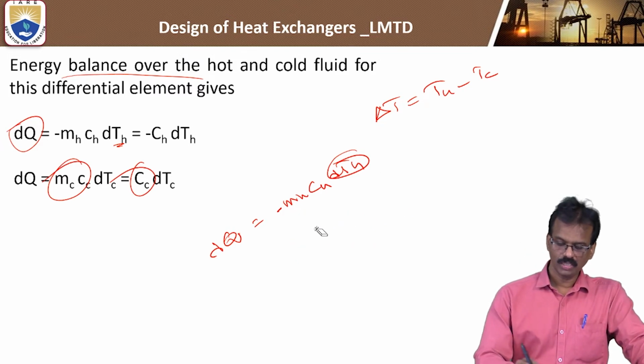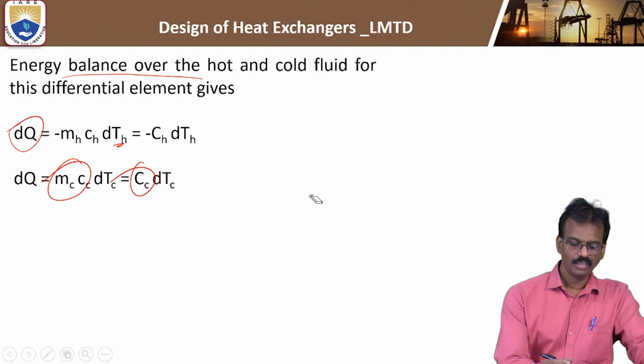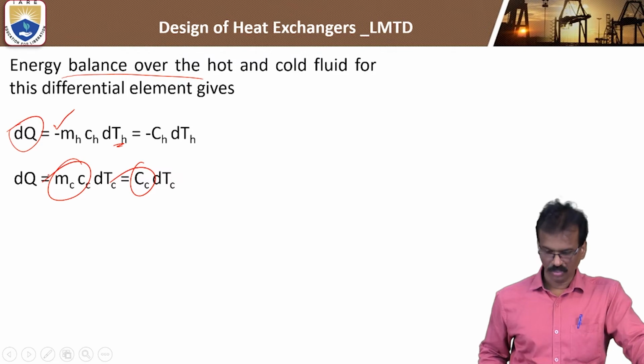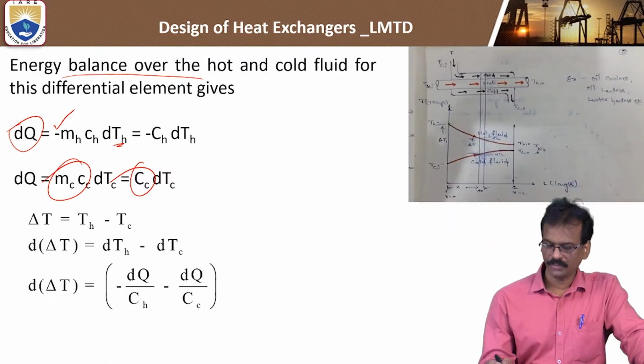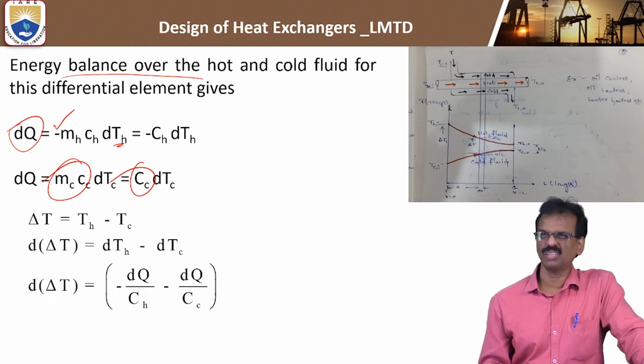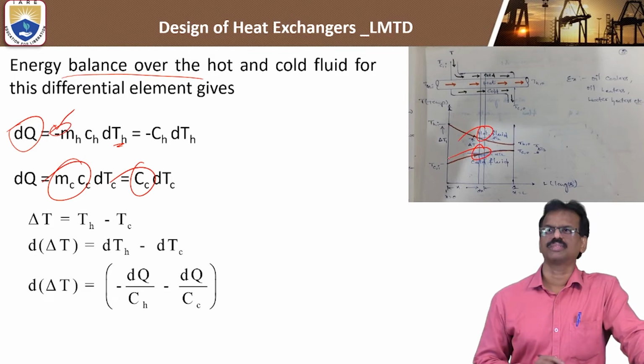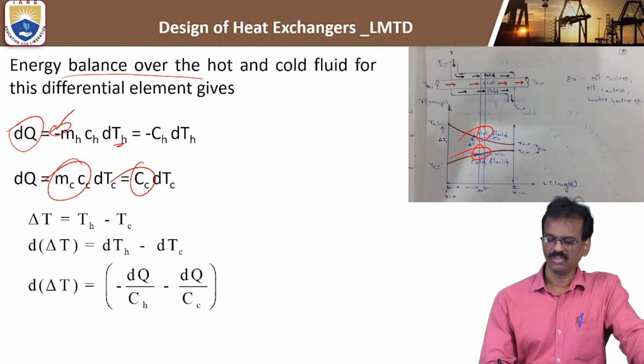Here, observing the energy equation for the small elemental area, for the hot fluid we have a minus, and for the cold fluid there is no minus. Because if you observe the graph, the hot fluid temperature is in decreasing order, so enthalpy is decreasing. For the cold fluid, heat is being gained, so the graph is in increasing order. So for the hot fluid you take the minus for the small elemental area, but for the cold fluid it is increasing, so no need for the minus.